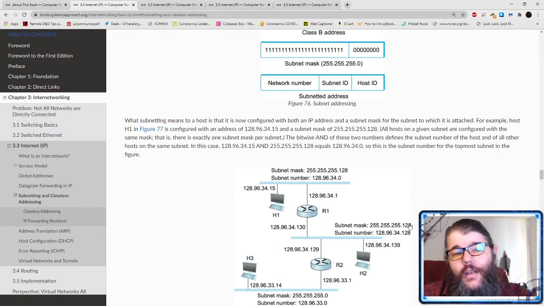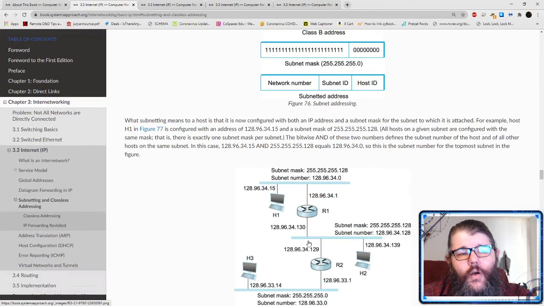255.255.255.128. But what's different here is the subnet number, the thing that is similar. In this one, the subnet number is 0, and in this one, the subnet number is 128. Basically, all of the numbers here start with 128.96.34, but the ones on the bottom of R1 down here on this blue line are all going to have the final number between, say, 128 and 255, whereas all the ones on this blue line are going to be 0 to 127. I can tell that from the subnet number.